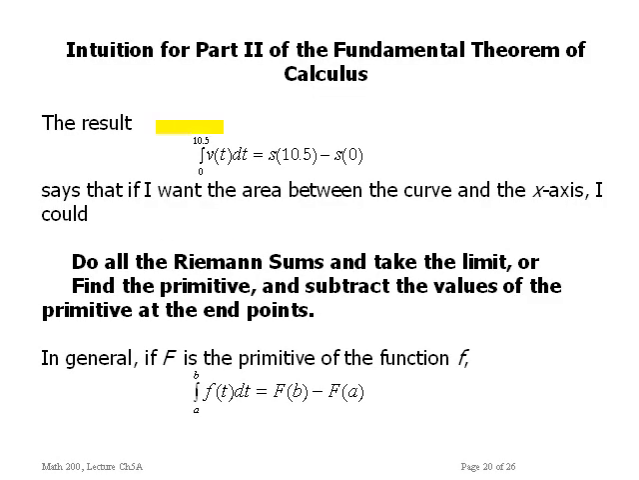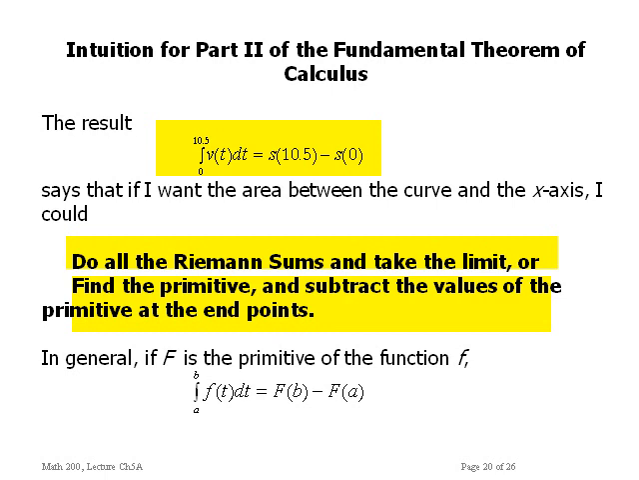So here's our result again. And I'm going to say it again so hopefully it's clear. If I want to find the distance traveled, or the area under the velocity curve, I can do all the little Riemann sums and take the limit. Or I can go find the primitive and then subtract the values of the primitive at the endpoints.